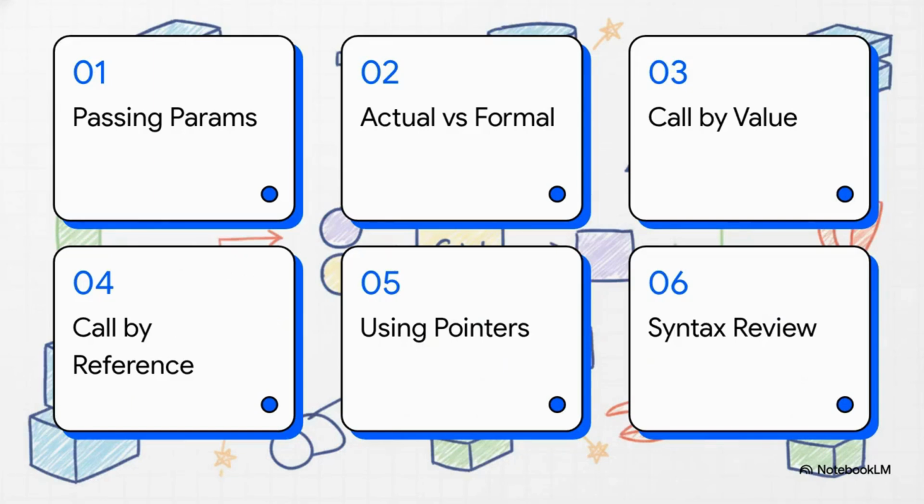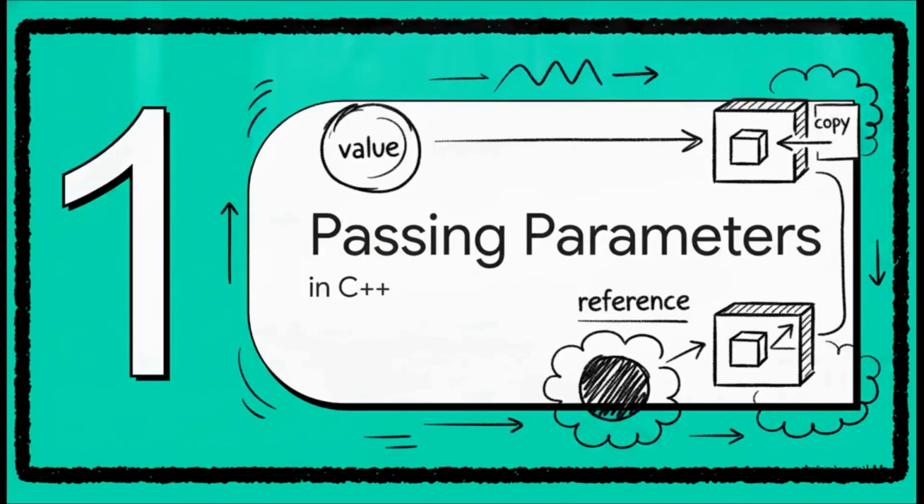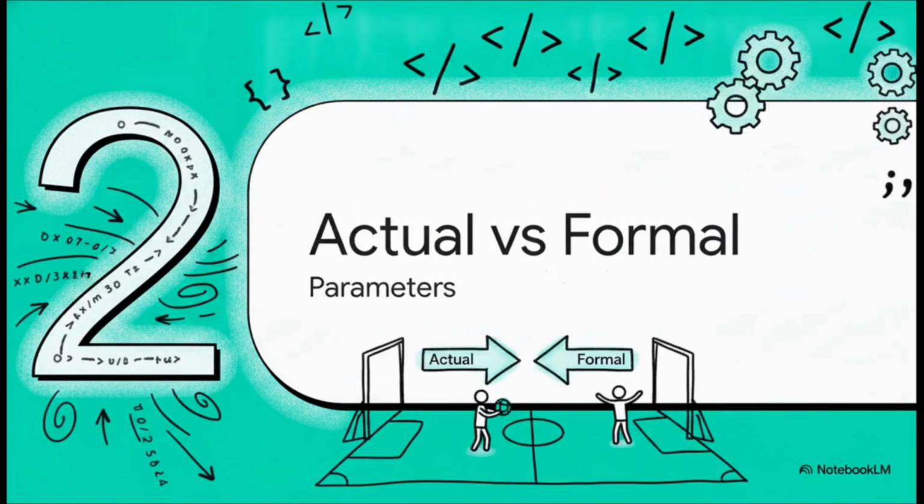Okay, here's our roadmap for today. We'll start with passing parameters, look at actual versus formal, tackle call by value, move on to call by reference, see how using pointers fits in, and wrap the whole shebang up with a syntax review. All right, Section 1, Passing Parameters in C++. Moving right along, Section 2, Actual versus Formal Parameters.